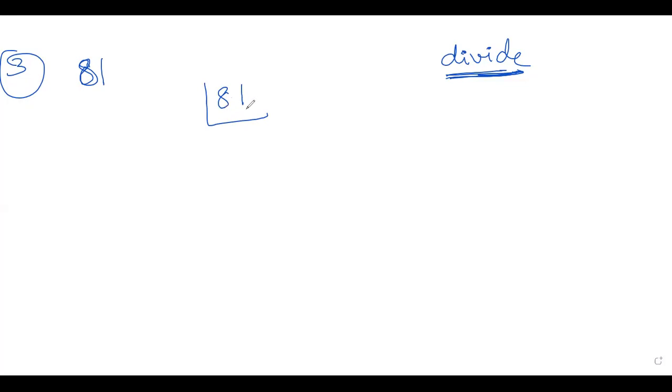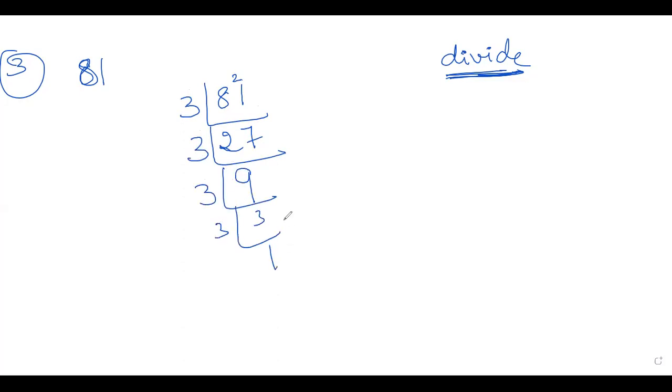Okay, now it is 81. So you can divide by 3. 3 twos are 6, remainder is 2. Now it is 21. 3 sevens are 21. Again divide by 3. 3 nines are 27. 3 threes are 9. 3 ones are 3. So how many 3s are there? There are 4 3s.